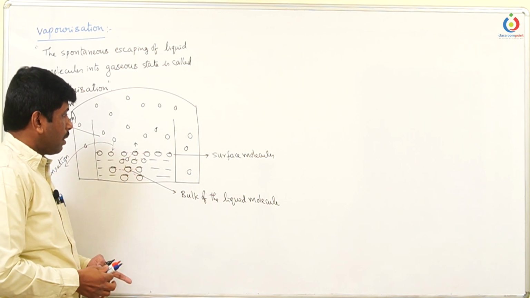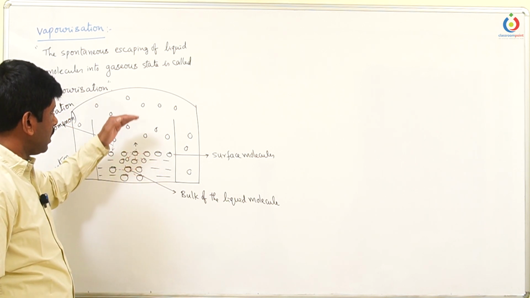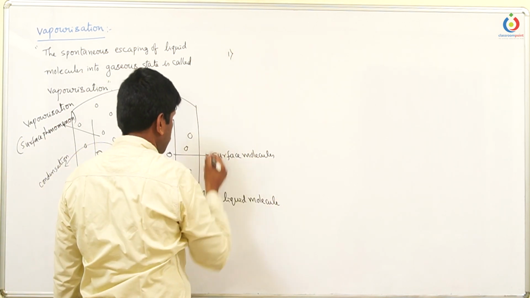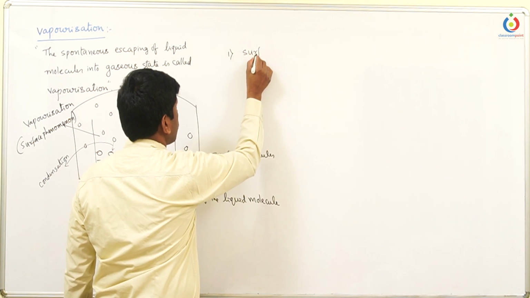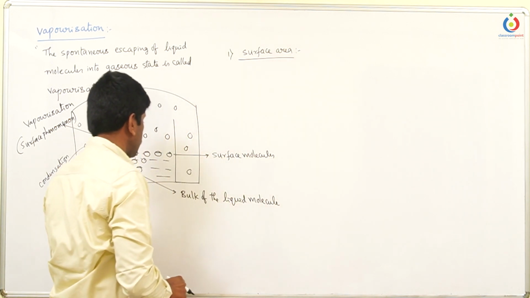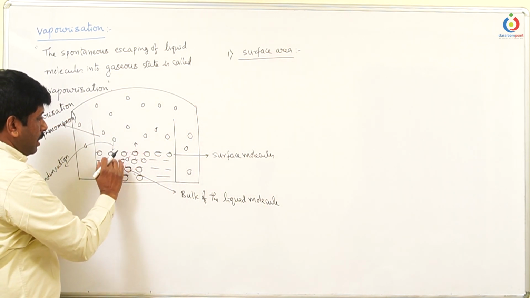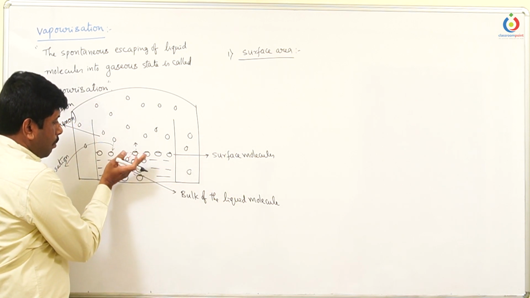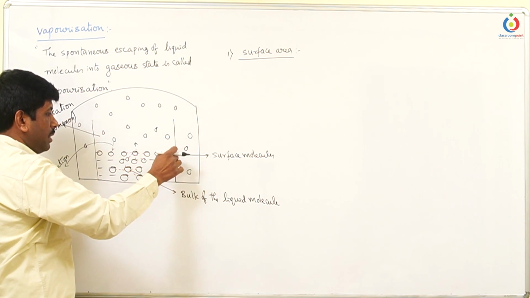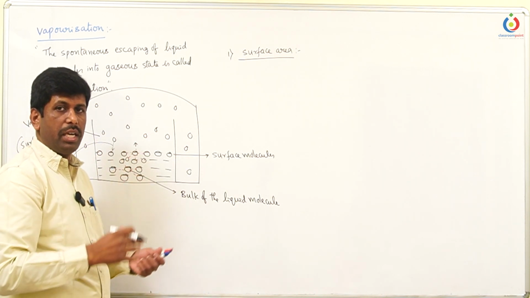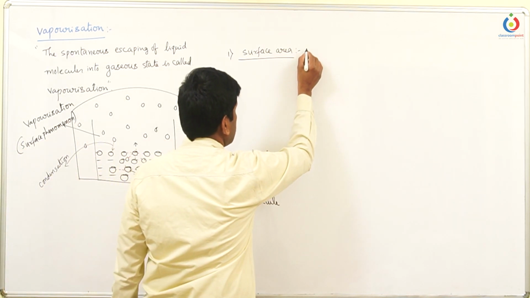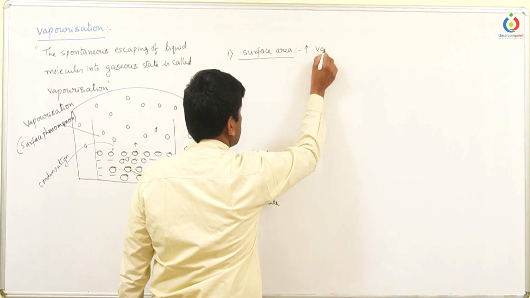Now let us see what factors influence the vaporization process. The first one is the surface area of the liquid. Just imagine when the surface area of the liquid increases, more molecules from the bulk also come to the surface. Whenever they come to the surface, attraction forces decrease so their kinetic energy increases, and evaporation becomes very easy. That's why when surface area increases, vaporization also increases.